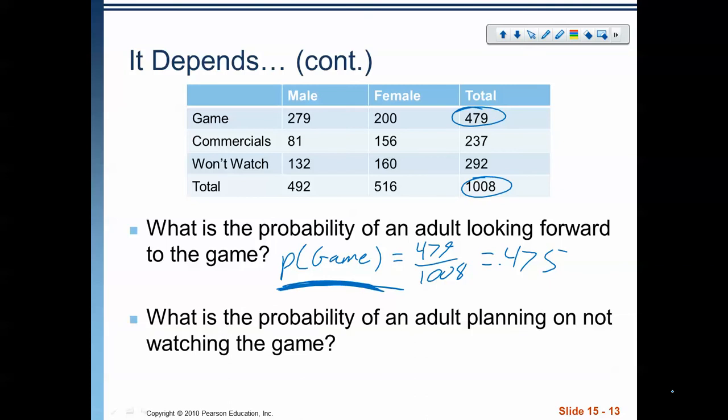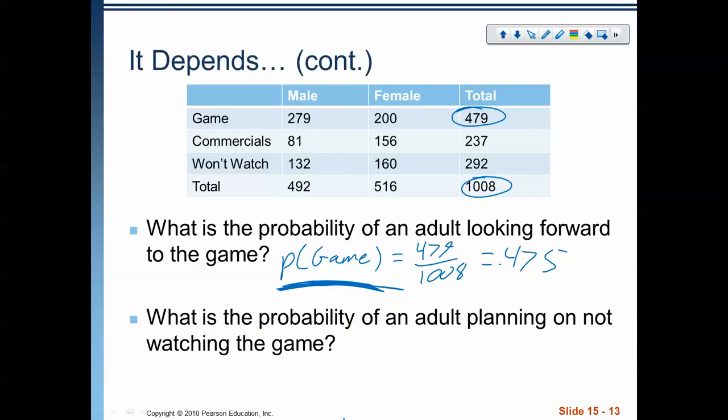Next question, what is the probability of an adult planning on not watching the game? Okay, so what would this be? You should pause the video and try to figure that out for yourself before I write it down. So pause it now and then figure it out. Well, if you pause it, I guess you're not hearing this, but anyway.